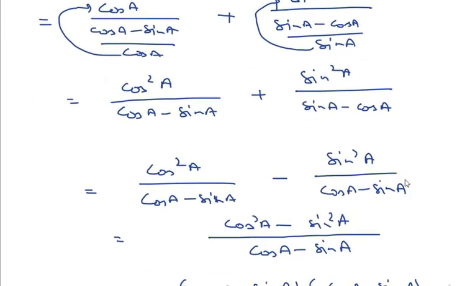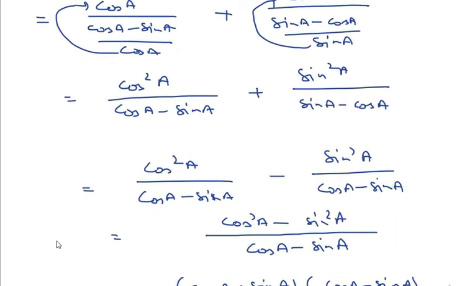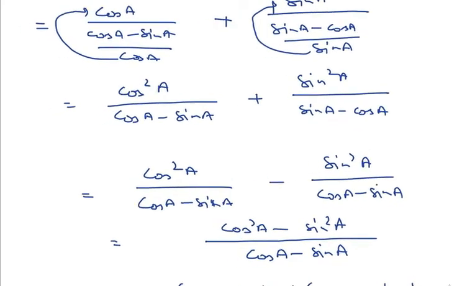What I am doing over here, I would like to make both the denominators the same. This is cos A minus sin A and this is sin A minus cos A. What I am doing there, I am taking the minus sign common over here. So the trigonometric sign will be changed. This sin A will be minus sin A, cos A will be positive, and this sign will also change from positive to negative. So both the denominators are the same now.